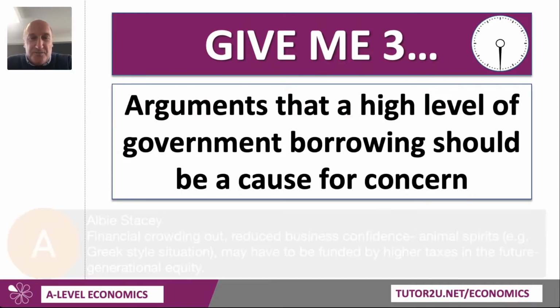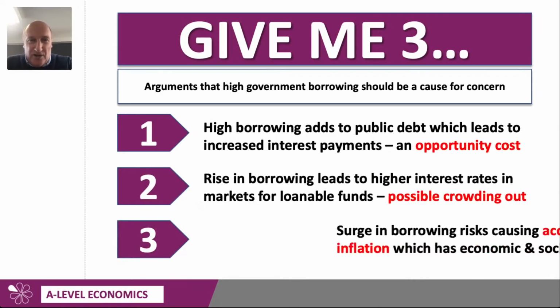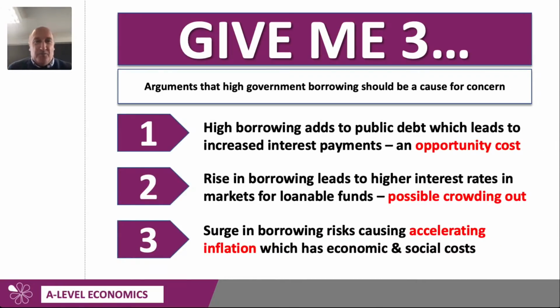Yeah, let's look at my points. And then we'll have one more counter one. Okay, so what did I put? These are arguments that high government borrowing should be a cause for concern. First of all, borrowing adds to debt. You could use the data, of course, in the extract for application, which leads to increased interest payments. And there's an opportunity cost. Money, the billions spent on interest, could be spent on social care, might be spent on improved roads, education, healthcare, and so on. Crowding out makes an appearance.